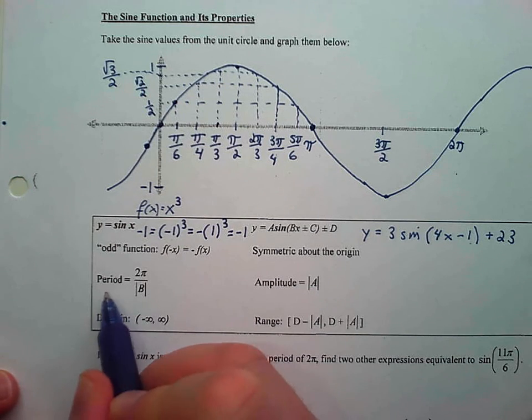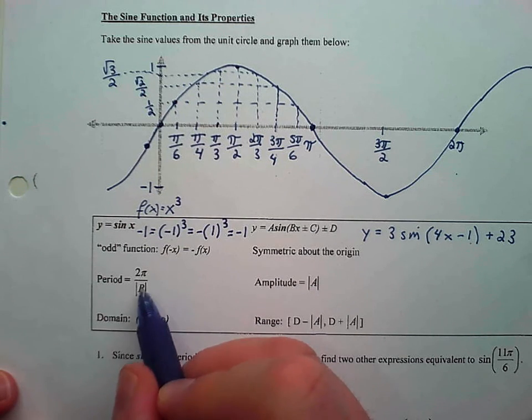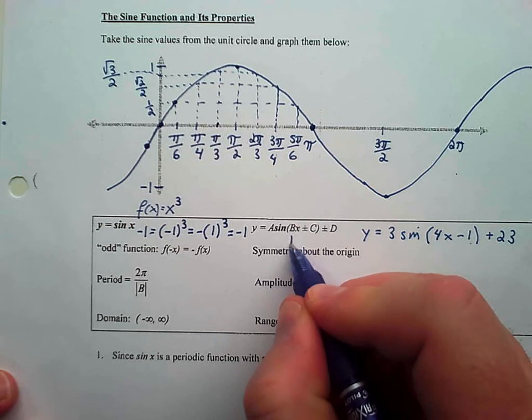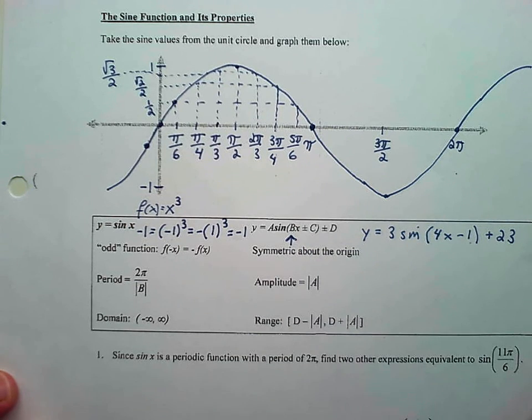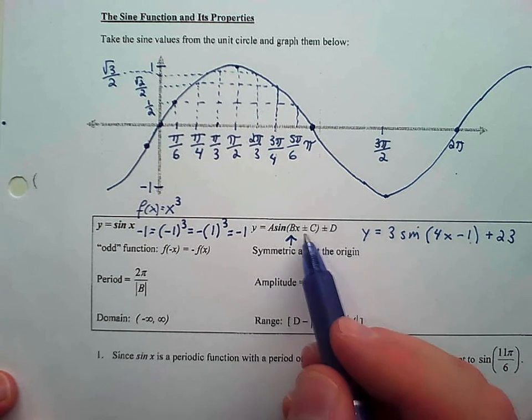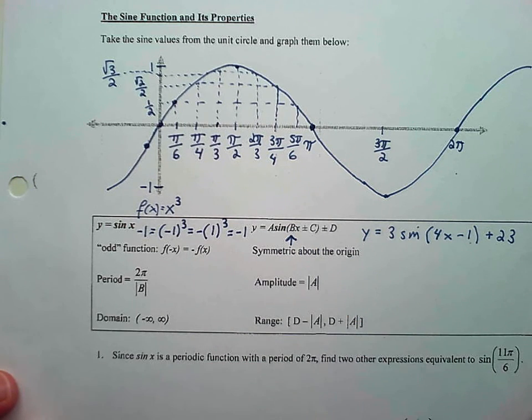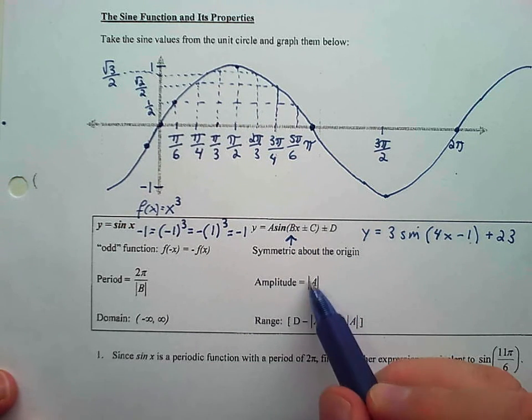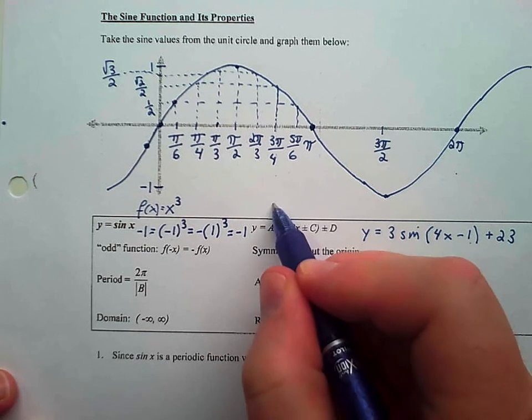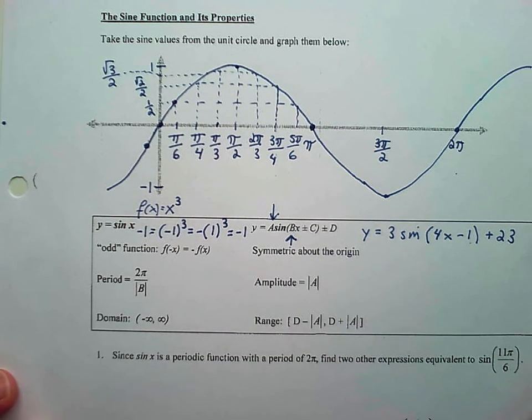The sine function has a period of 2 pi divided by the absolute value of b, and that b is the same value that we have in here in this notation for the sine function. And we already know what 2 pi is. And our amplitude is the absolute value of a, again, a being the a from this notation that we have up here.